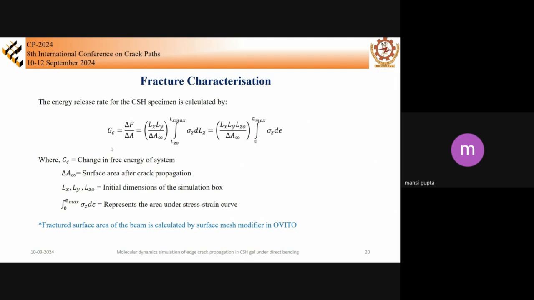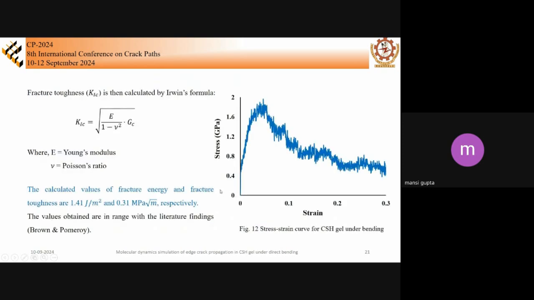For fracture characterization, the energy release rate for CSH gel is calculated by the formula, where GC is the change in free surface energy. The surface area after the crack propagation is calculated by the surface mesh modifier in OVITO, and the area under the stress strain curve is calculated for the energy. The fracture toughness is calculated by the Irwin formula.